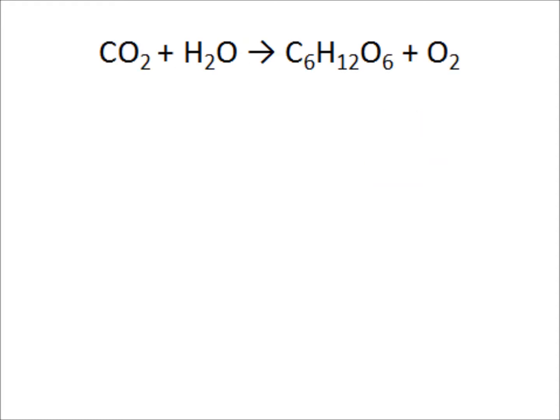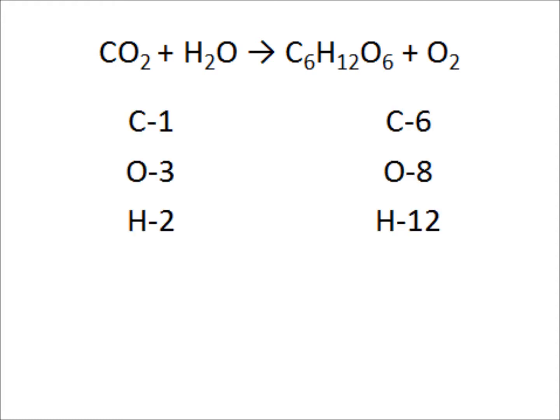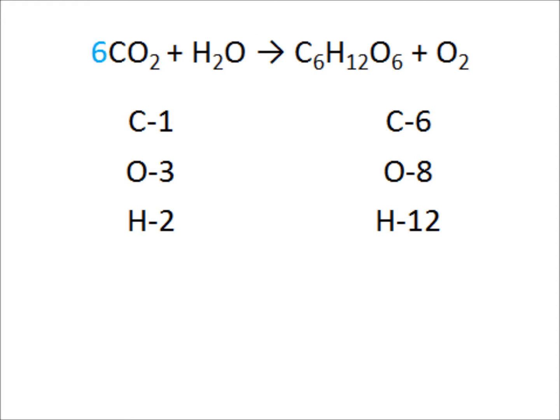Alright, so in our second example, we have carbon dioxide and water reacting to form glucose and oxygen. The next step is to write down how many of each element we have on each side of the equation. On the reactant side, we have 1 carbon, 3 oxygen, and 2 hydrogen. On the product side, we have 6 carbon, 8 oxygen, and 12 hydrogen. Since we balance oxygen and hydrogen last, we're going to balance the carbon first.